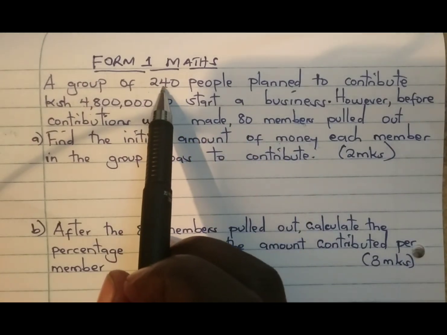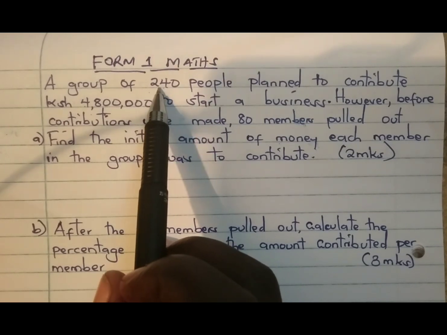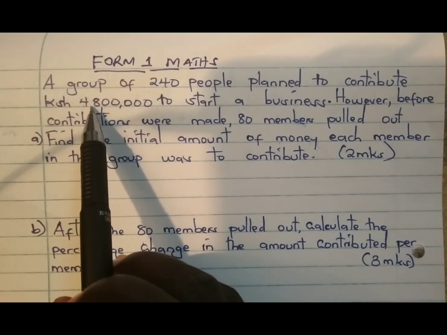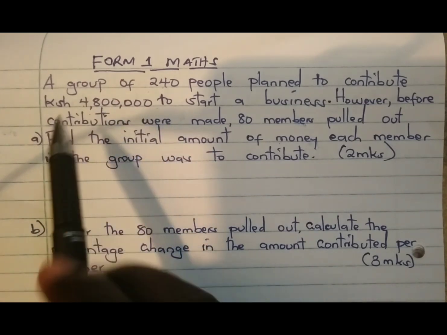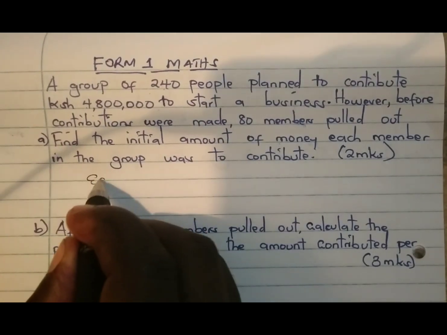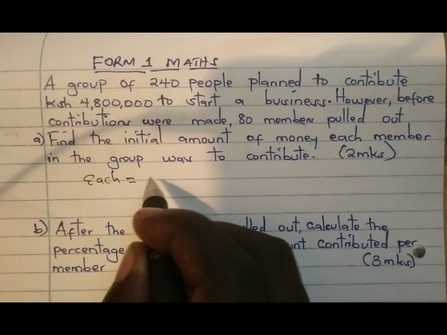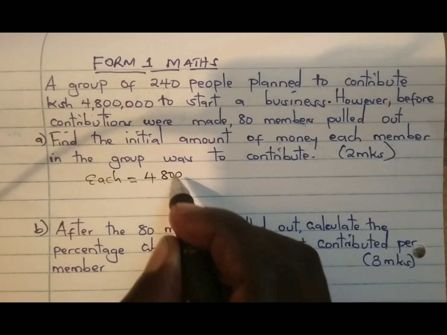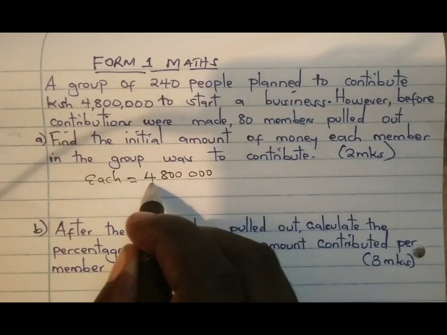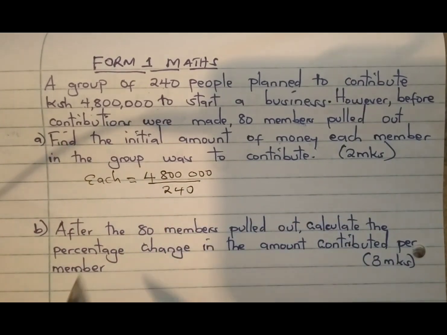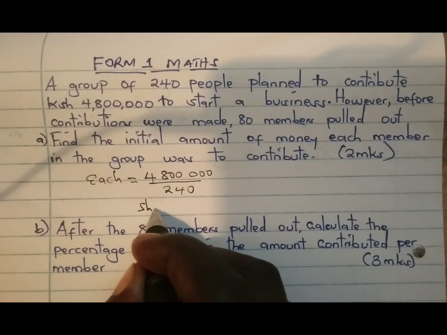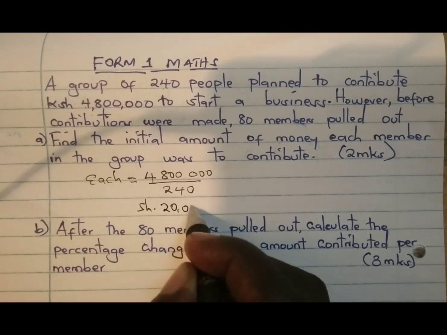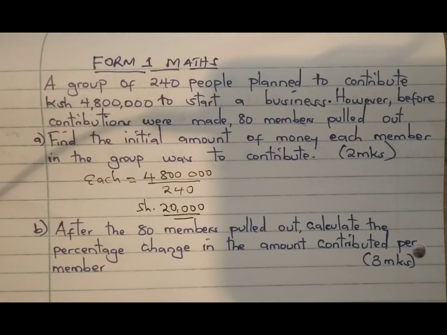Remember, initially we had 240, and the 240 was supposed to contribute 4,800,000. In this case now, to find the amount each will contribute, we simply take the total amount of money that was supposed to be raised initially of 4,800,000. We divide by the initial number of people, which were 240, and this gives us a total of shillings 20,000, meaning each was supposed to contribute 20,000 shillings.